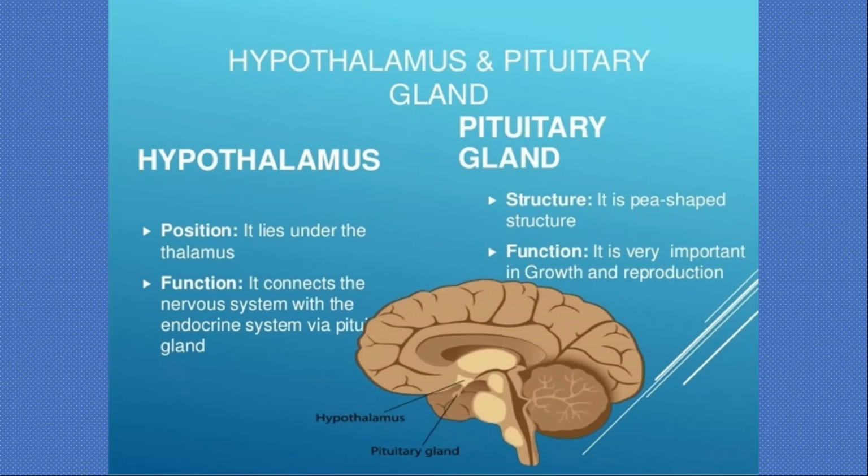Hypothalamus and pituitary gland. Hypothalamus: its position, it lies under the thalamus. Function: it connects the nervous system with the endocrine system via the pituitary gland. Next, the pituitary gland. It is a pea-shaped structure. Its function is that it is very important in growth and reproduction.